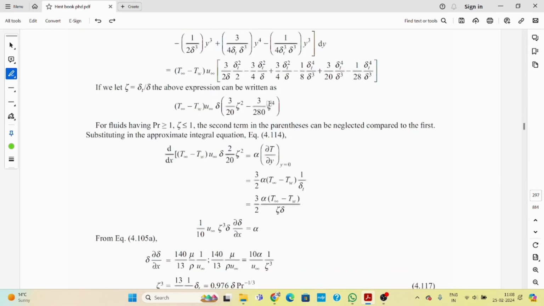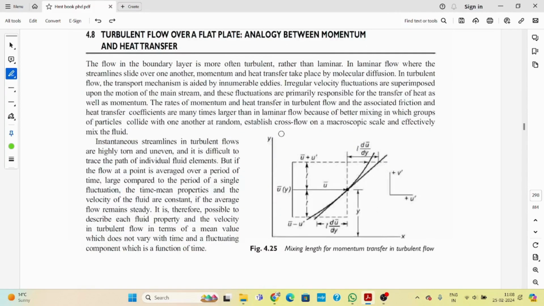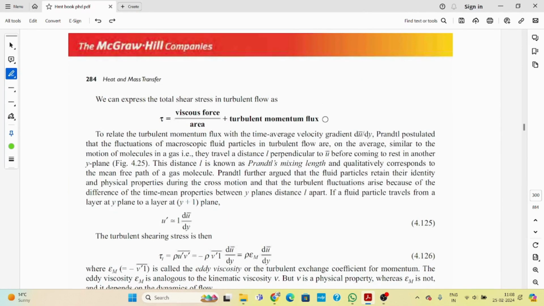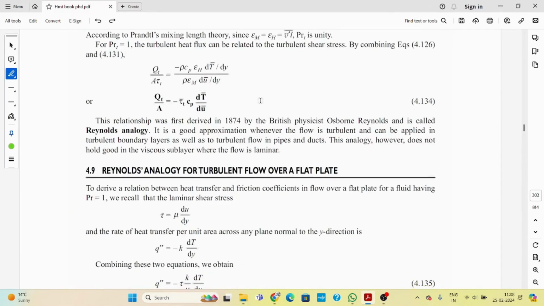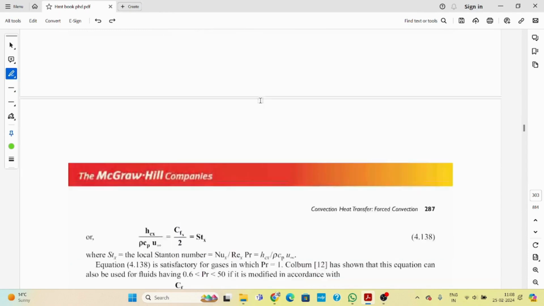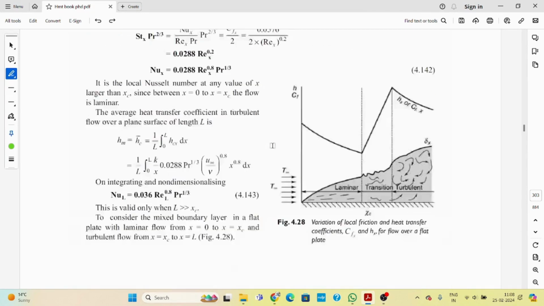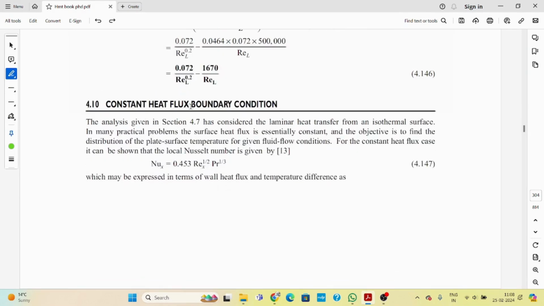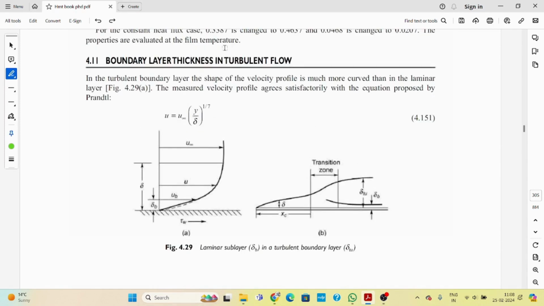Let me see some other important thing. These are just derivation parts. What you can study is turbulent flow over a flat plate and Reynolds analogy for momentum. I don't think it is important for this course. This is a topic for higher study. For your graduation level, you do not need to remember it, and they are not going to ask this formula or what the values are. They will just ask the basic things and some basic formulas that you should remember. Constant heat flux boundary condition, they are not going to ask anything like this. There is boundary layer thickness and turbulent flow.